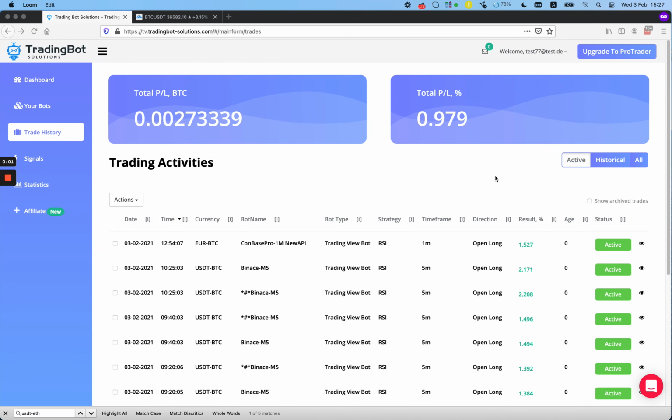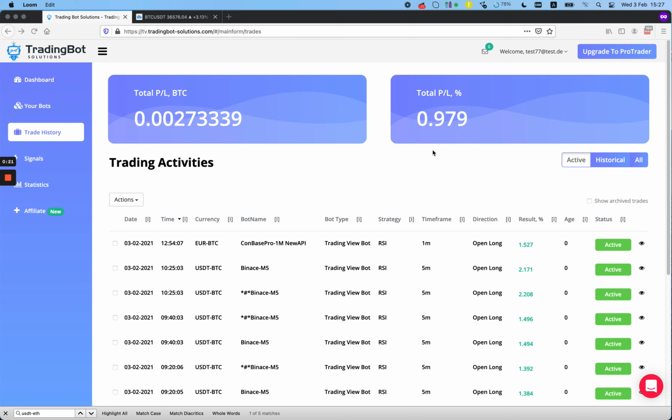On this page you see the trade history. What does it mean? You see the cumulated profit and loss of all your trades, or of the trades that are basically active in the dashboard. You see also the profit and loss in percentage, and this is the Bitcoin volume.